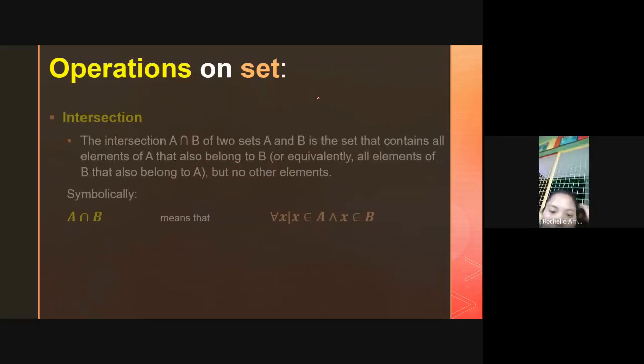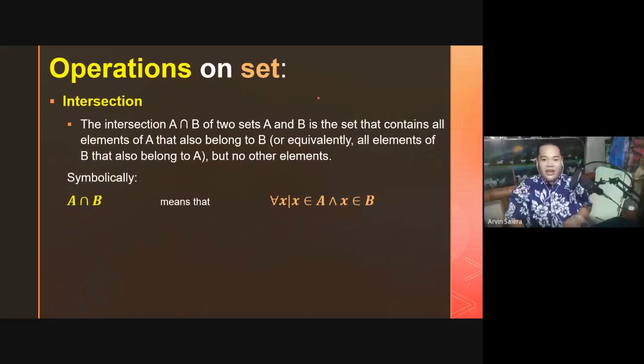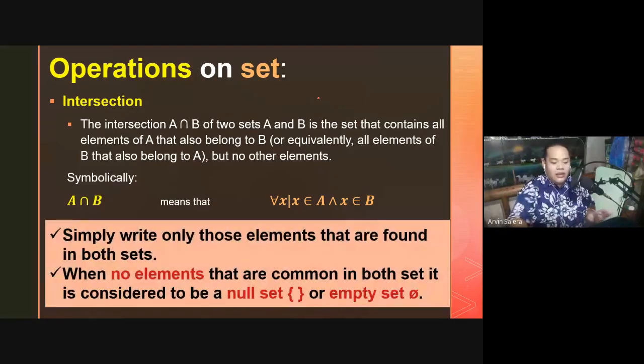Okay, next, intersection. Intersection is for all x such that x is an element of A and x is an element of B. It is "and," not "or." If it's "and," what is seen in A must also be seen in B, like they are together. Those in A and also in B. So meaning, those not found in both are not allowed. Okay. So simply write only those elements that are found in both sets.